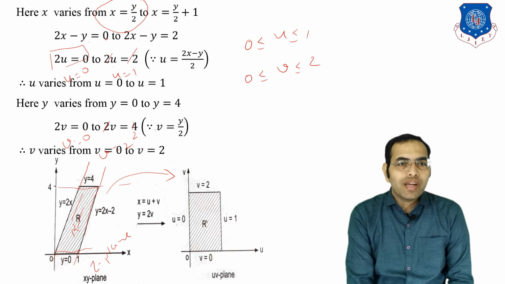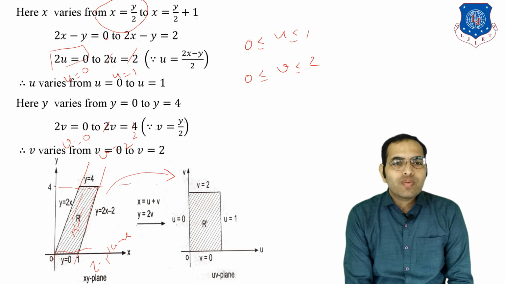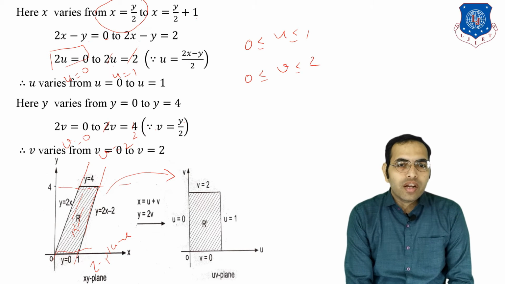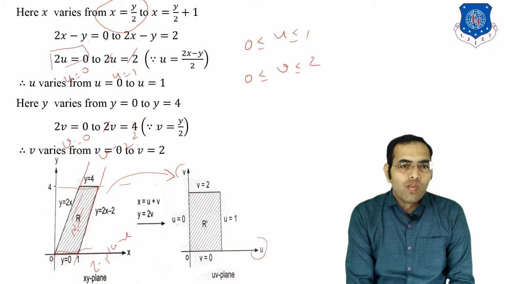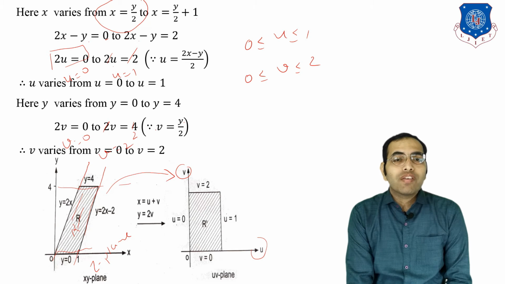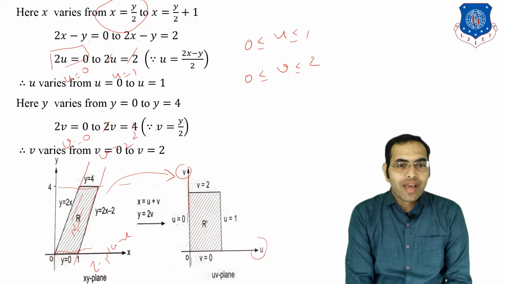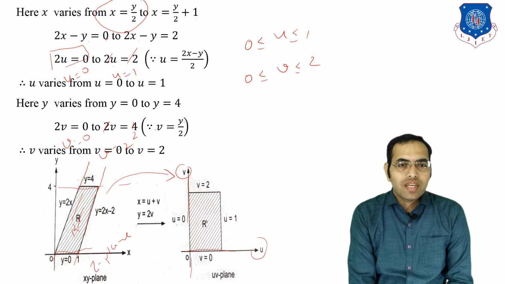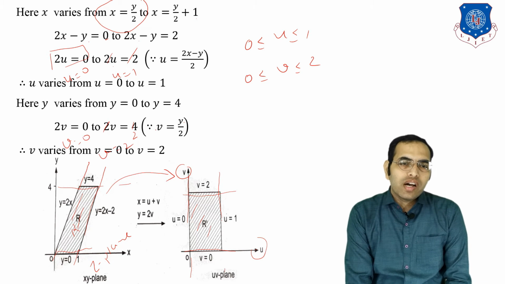For that we find the limits, the values of u and v, where u varies from 0 to 1 and v varies from 0 to 2. Here this one is the u axis and this one is the v axis. Similarly we draw in the Cartesian coordinate system the lines u equals 0, u equals 1, v equals 0, v equals 2. These are all equations of straight lines. Then u equals 0 is exactly on the v axis, v equals 0 is exactly on the u axis, then u equals 1 and v equals 2. Then our parallelogram shape will be converted into a rectangular form.